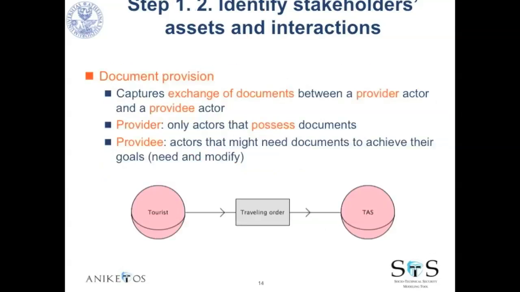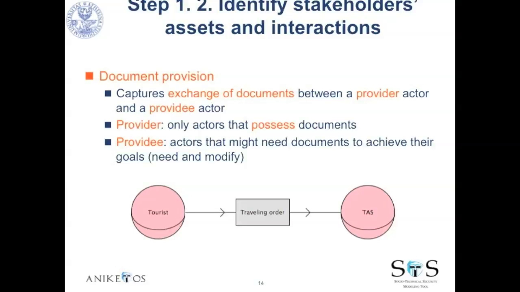And in order to capture the exchange of information by means of documents, we use document provision, which captures the exchange of information between a provider actor and a providee actor, with the condition that the provider actor should possess the document before providing it, and the providee is an actor that actually might need to use or modify this document to achieve its goals. To capture document provision, we use this notation. So the tourist is providing the document traveling order to the travel agency service.